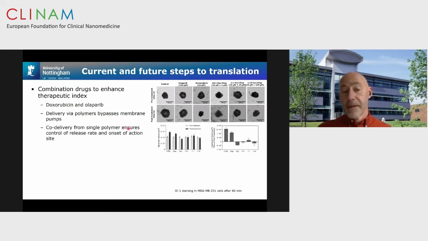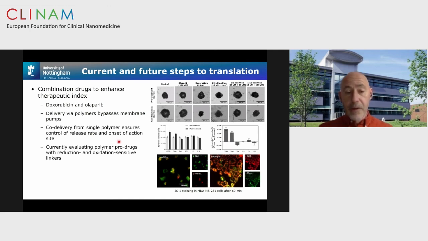And what we see is that co-delivery from a single polymer ensures we get a controlled release rate, and it guarantees that the onset of action site is the same for both materials. And when we've been delivering olaparib and doxorubicin, what we see is enhanced efficacy when we have a particular ratio of olaparib to doxorubicin.